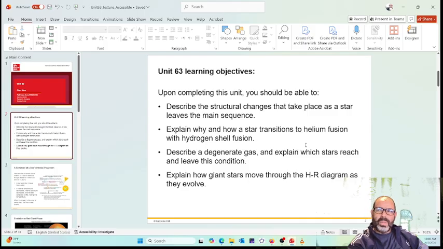So in the core, the remnant of the hydrogen fusion leads to helium. So now the core is full of helium. If the temperature is high enough, then it starts to fuse. But remember, now the temperature is high enough, probably even for the shell hydrogen to start to fuse. Describe the degenerate gas and how a star reaches and leaves this condition. Okay. Explain how giant stars move through the HR diagram.